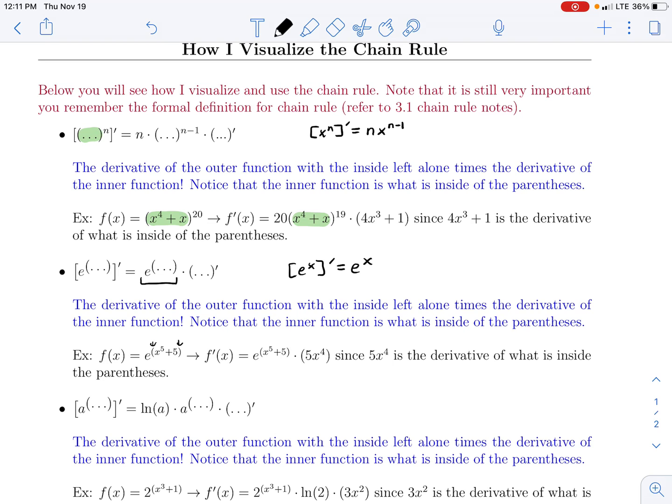And so on the right here where I wrote in black, I'm just showing you that that's what my outer function is, the derivative of my outer with the inside left alone. And that's where I'm getting these rules, so to speak. So in reality, you don't really have to necessarily memorize all of these things as a separate thing. They're very related to the rules you already know. It's just like me saying it's the derivative of the outer with the inside left alone times the derivative of the inner.